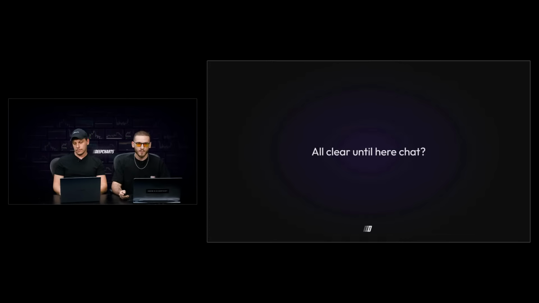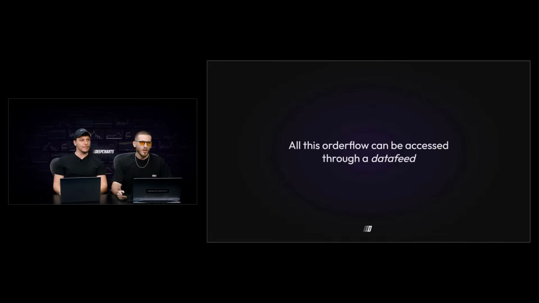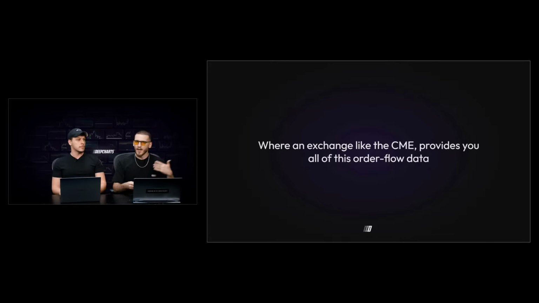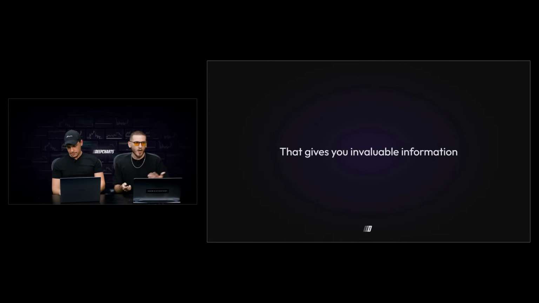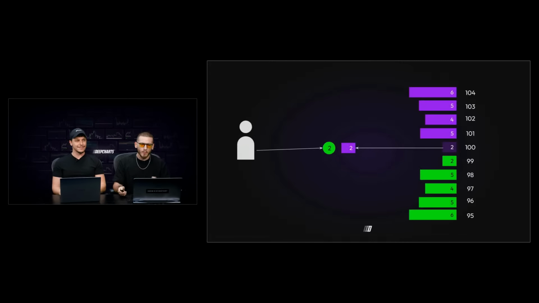Is that clear? All clear until here, chat? They are here. Awesome. Now let's get even deeper. All of this order flow, this flow of buyers and sellers that are matched, can be accessed through a data feed where an exchange like the CME provides you with all of this order flow data. And with the right software, you can plot this data on a chart that gives invaluable information on the auction.